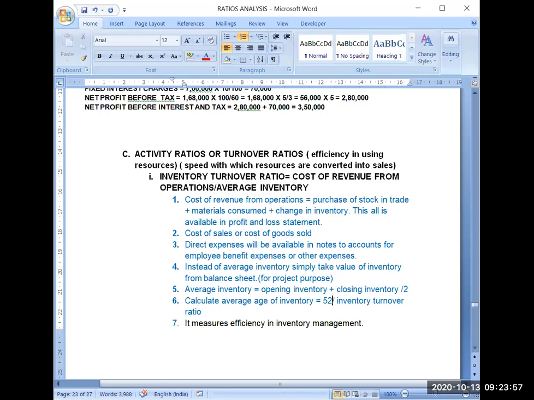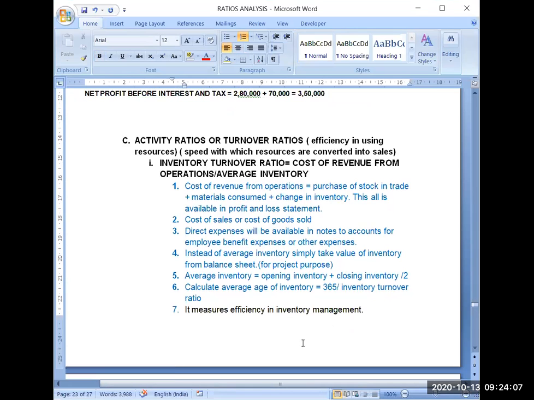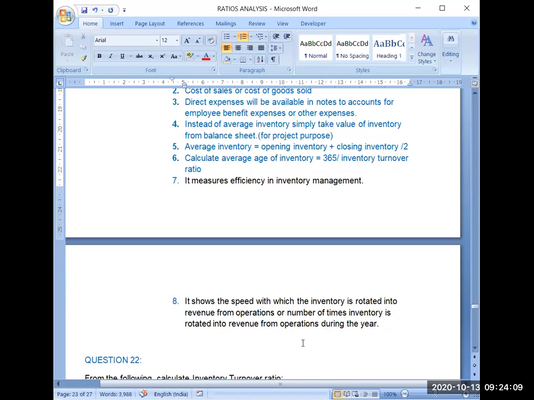You have to see that sometimes in the question, average age of inventory or inventory holding period is given, so you have to use the formula accordingly, in whichever terms the answer is given. It measures efficiency in inventory management. How efficiently you are managing your inventory, you can estimate by the inventory turnover ratio.